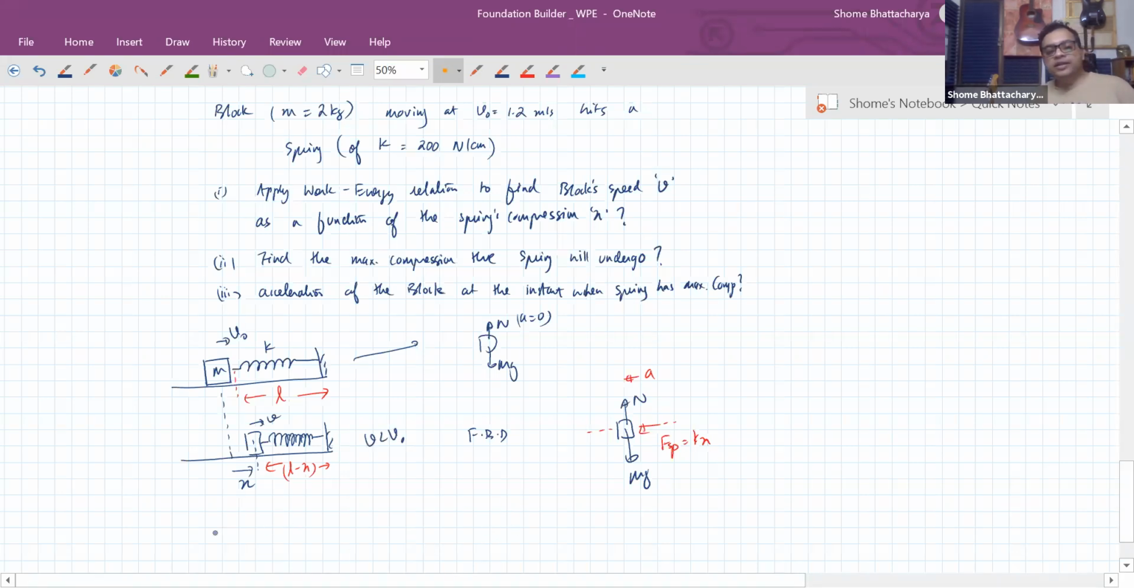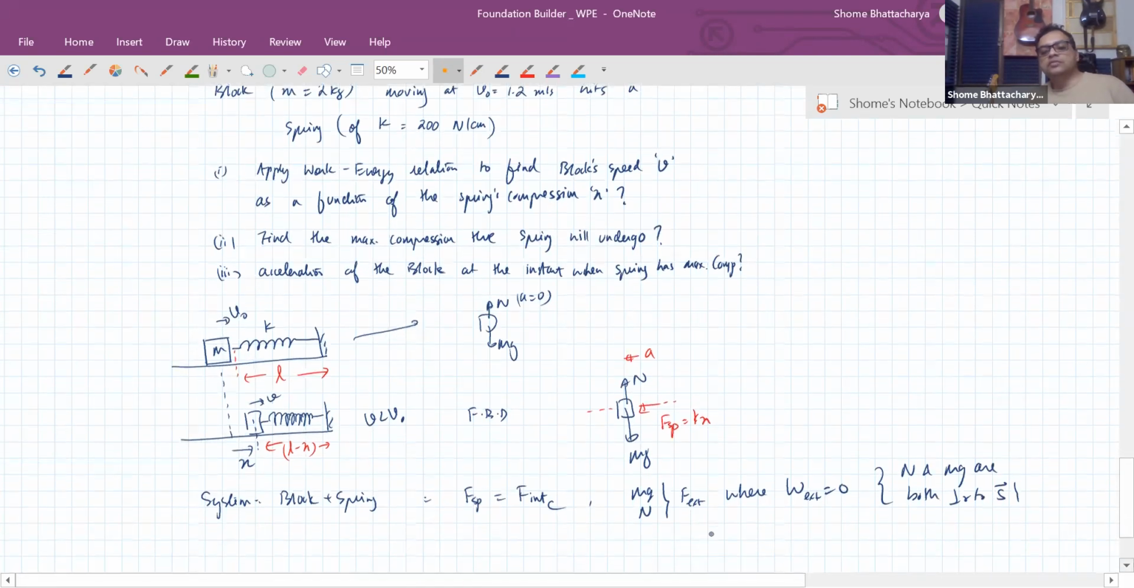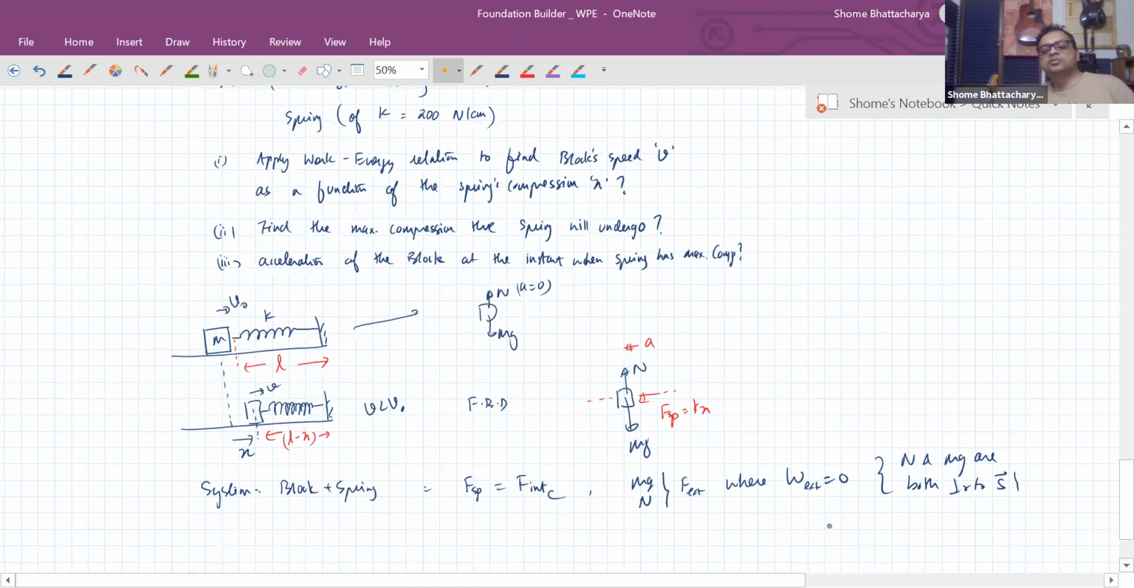Now the easiest way to handle this is if we take the system as the block plus the spring. Then you can see that out of all these forces, the spring force is the internal conservative force. mg and normal reaction are external forces, but the work done by these external forces is zero because N and mg are both perpendicular to the displacement of the block. And there is no non-conservative force because there's no friction. It's a smooth surface.